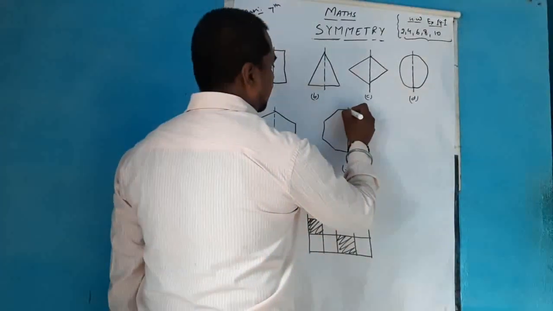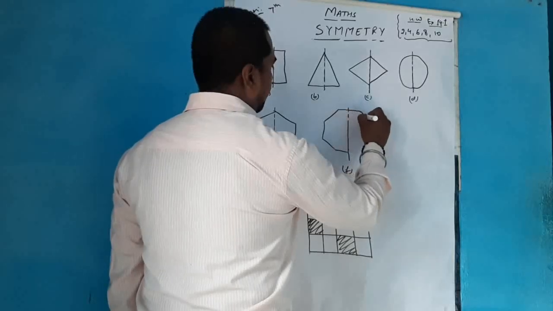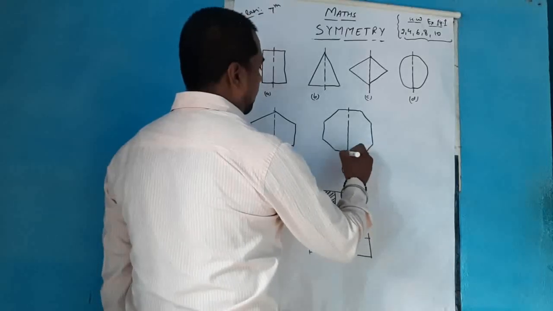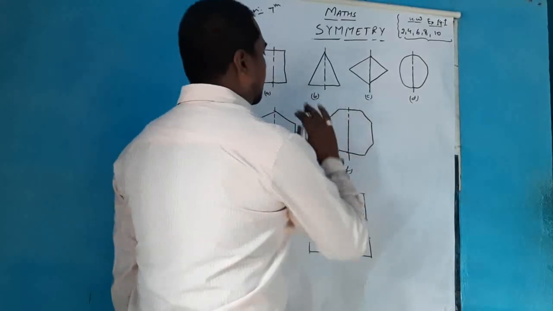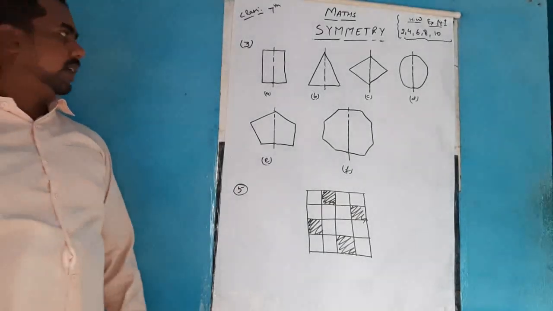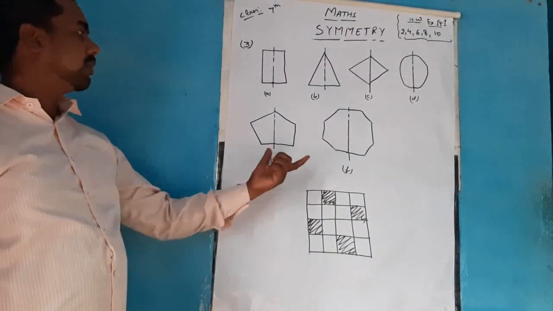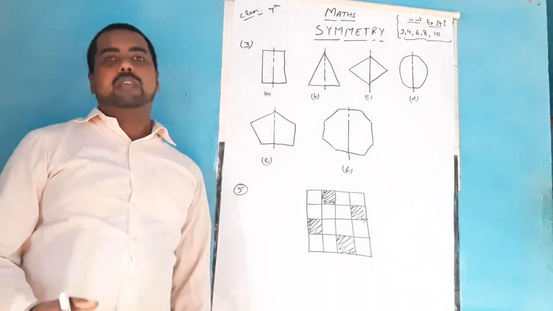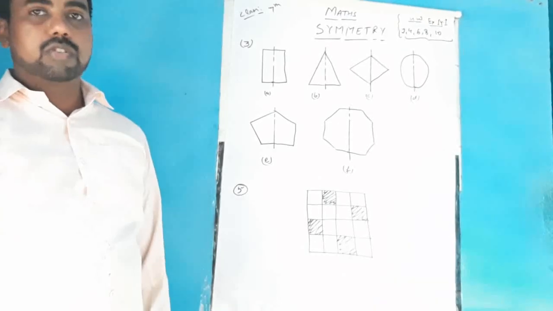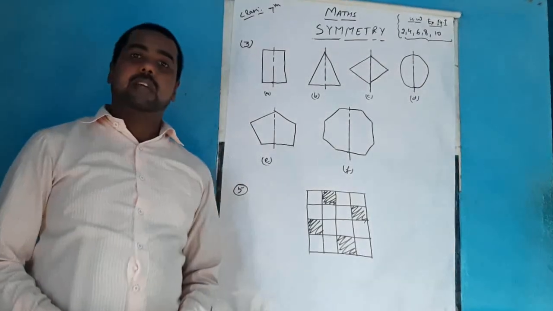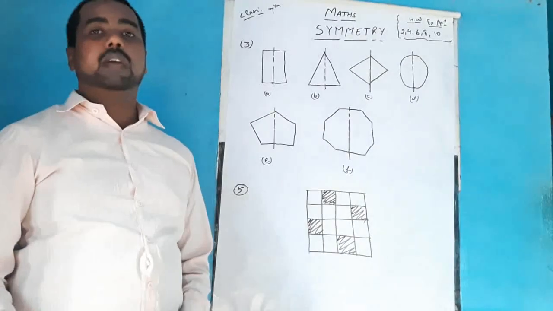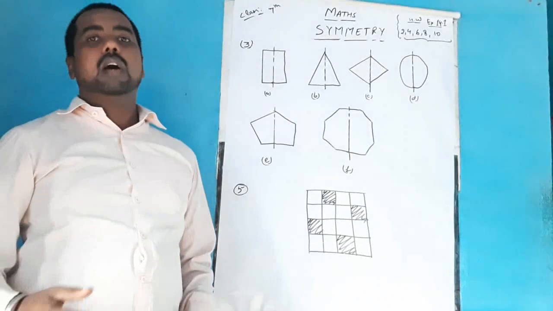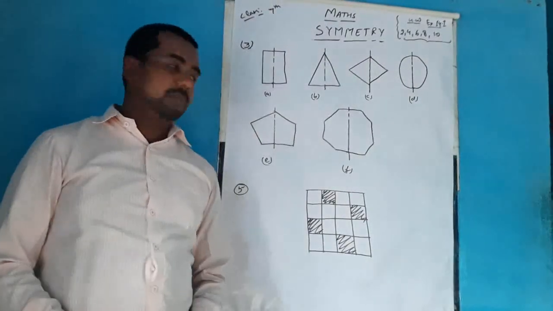And for this figure, just produce the other half and complete your figure so that it looks like an octagon, an 8-sided polygon. And you will see that in question number 3 there are figures which have more than one line of symmetry. So whenever you have a regular polygon with equal sides and equal angles, those are regular polygons. So a regular polygon always has multiple lines of symmetry.